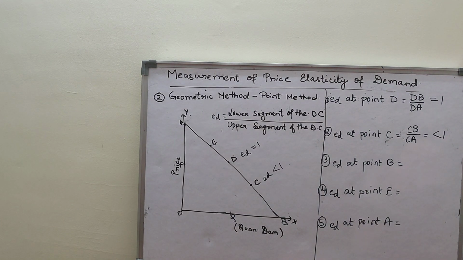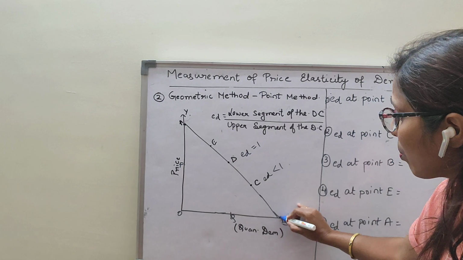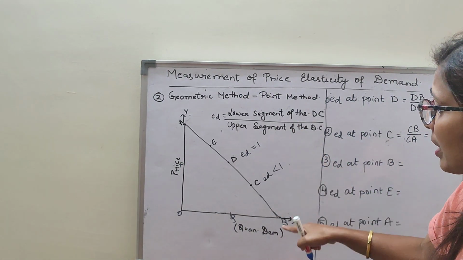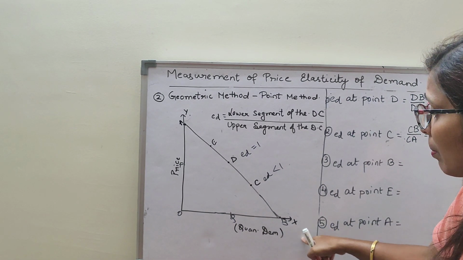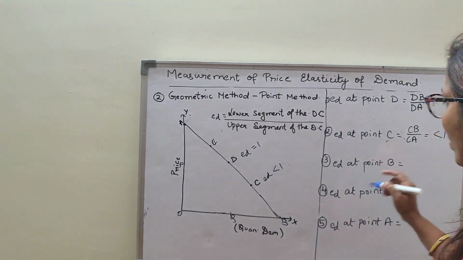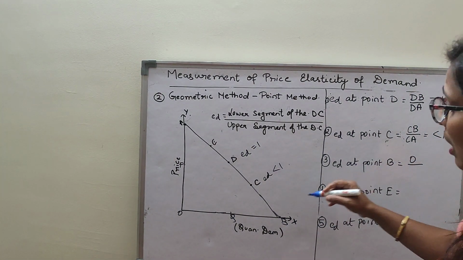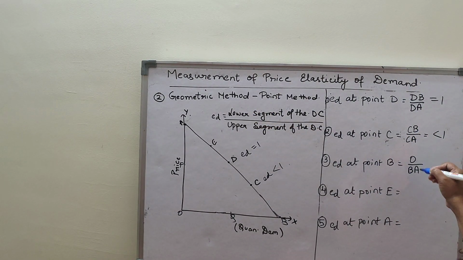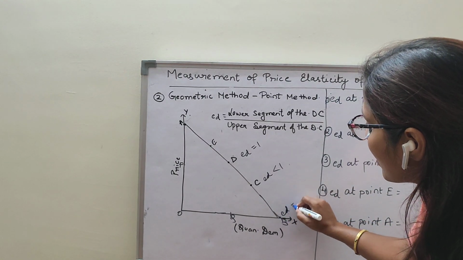Clear? Now if I ask you to find out the elasticity at point B, how do you find it? Lower segment again. For the lower segment, there is nothing below B, so I can write it as 0. And above B it is BA. So if you divide 0 by anything, the answer will be 0. So ED is equal to 0.